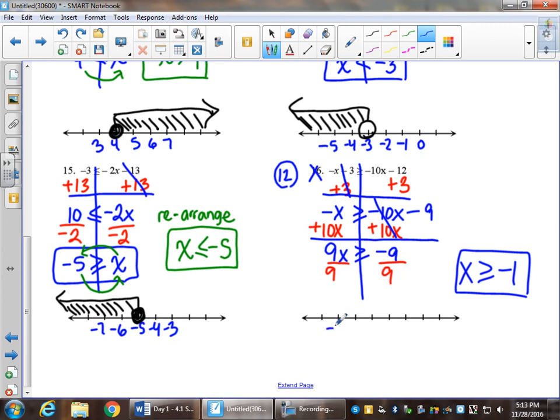Let's get some numbers. Negative 3, negative 2, negative 1, 0, 1, 2. Open or closed on negative 1? This will be closed. Left or right? Greater than is to the right. And that's all set.